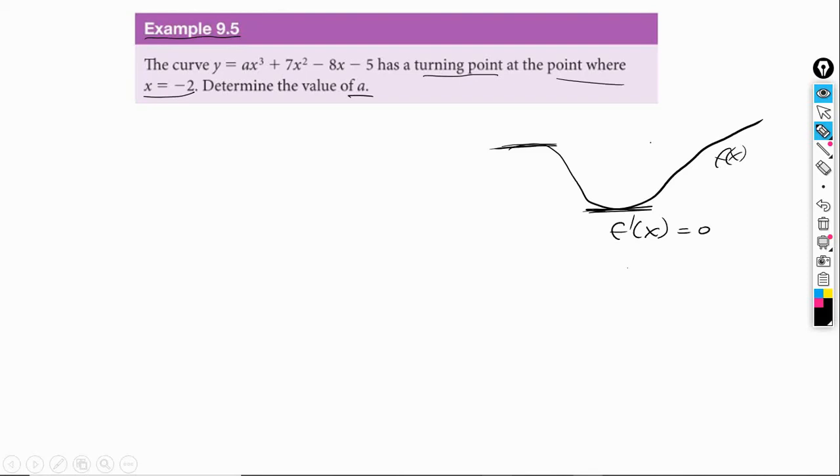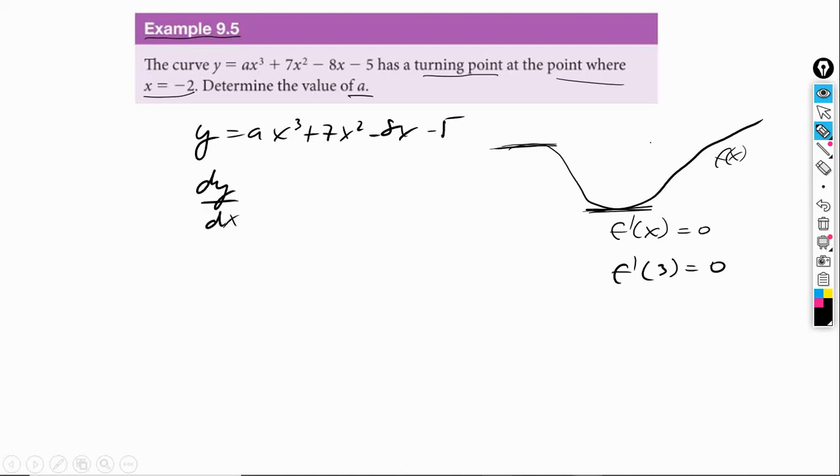So basically they're saying plug in 3 into the derivative and solve for a. Okay, so if we want to find the derivative of y, y is equal to ax cubed plus 7x squared minus 8x minus 5. So the derivative of that, using Leibniz's notation, would equal, and we just use, again, the power rule. So this will just be 3a x squared plus 14x minus 8.